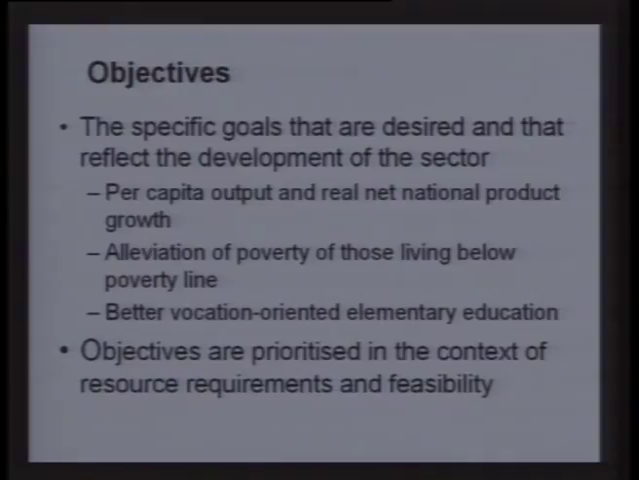So objectives are prioritized in the context of resource requirement and feasibility. We may have 4 or 5 objectives. We can't achieve all the objectives, so that we have limited resources. We have to prioritize our objectives. That's why objectives are prioritized in the context of resource requirement and feasibility. This is one of the important elements of any agriculture policy.